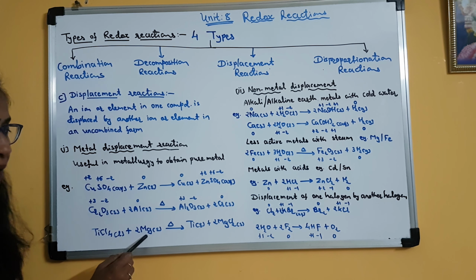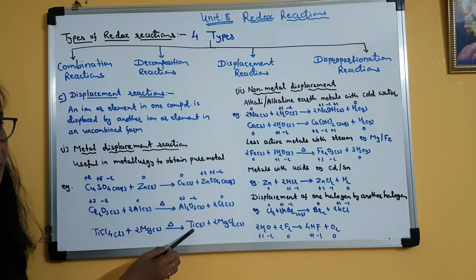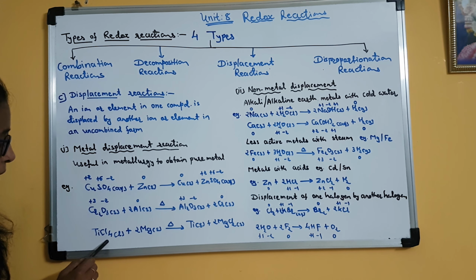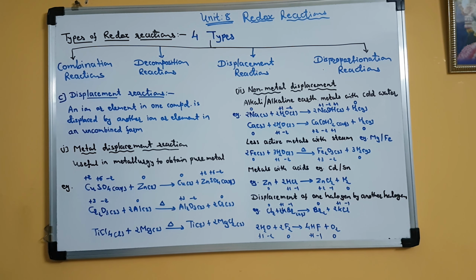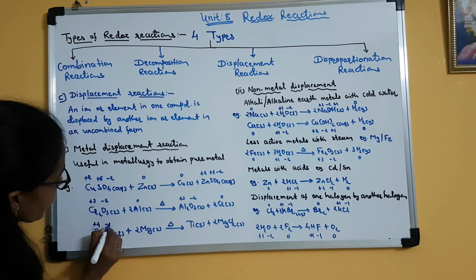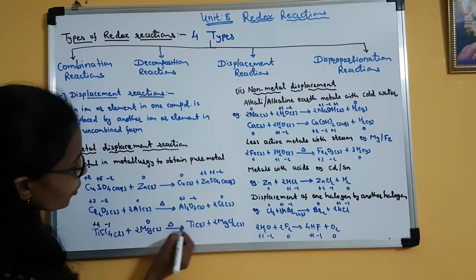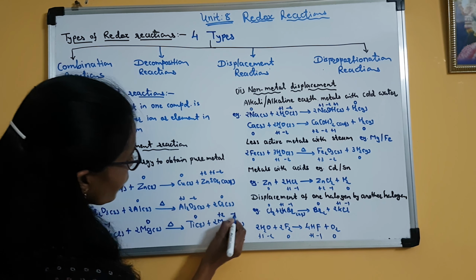Compared to titanium, magnesium is more reactive. So here magnesium will form its own chloride and it will set free the titanium. In titanium chloride, titanium is in +4 oxidation state. Clear? It is in +4 oxidation state. So titanium +4 and chloride -1, magnesium 0; titanium here it is 0, magnesium +2 and chloride -1.